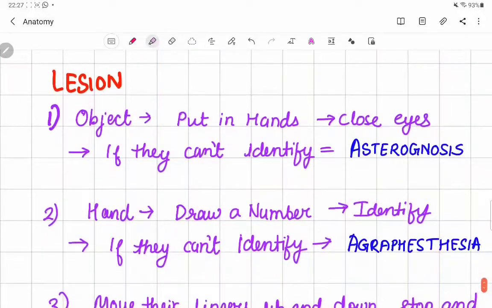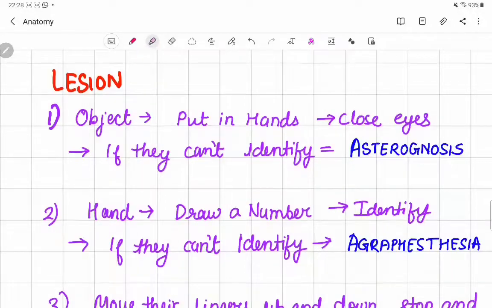Now let us talk about the lesions here. These are different kinds of clinical conditions. For example, if we keep an object in a person's hand and ask him to close his eyes, and he or she cannot identify what the object is. For example, if you are given a marker and asked to close your eyes, you can easily identify that it is a marker or a pen in your hand. But people with this clinical condition cannot identify it, and this condition is called astereognosis. All right. This you have to remember.